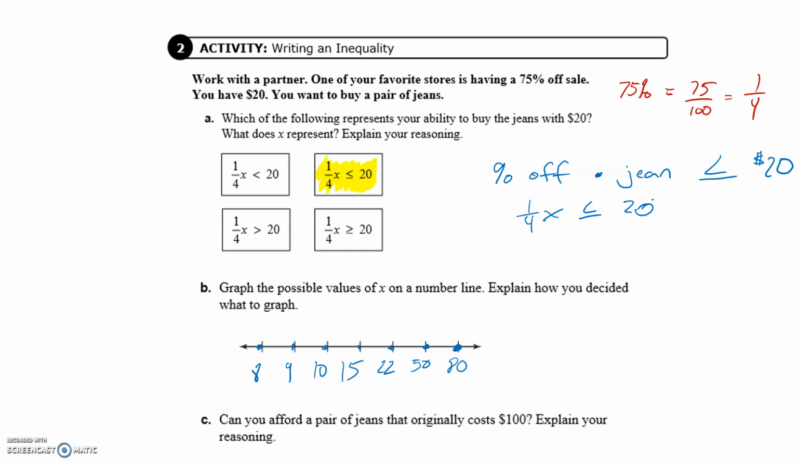All right. So C. Can you afford a pair of jeans that originally cost $100? Explain your reasoning. And the answer is no, because $80 is the max. 1/4 times 100 equals 25, like I said earlier. So that is actually too much. To show what I mean, 1/4 times 80 is $20. So anything above $80 is not going to be good. You don't have enough money. All right. So go ahead and stop the video and resume to activity 3.